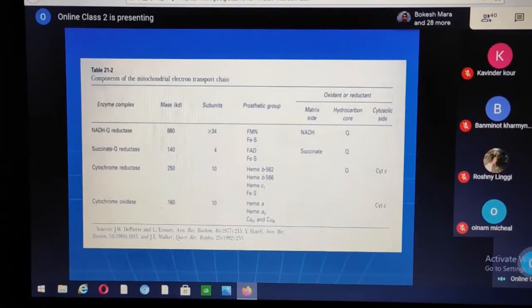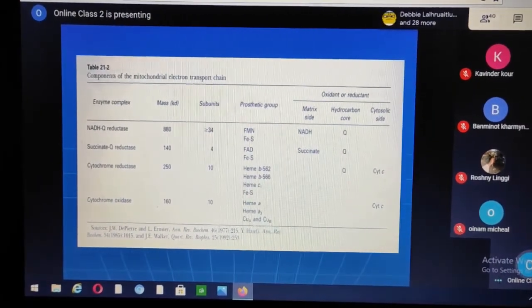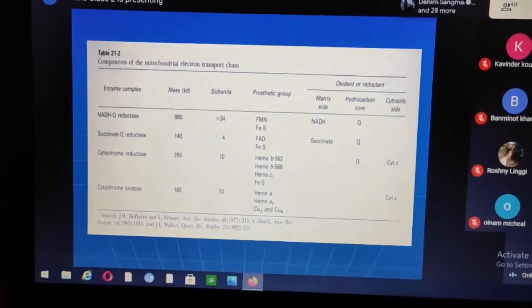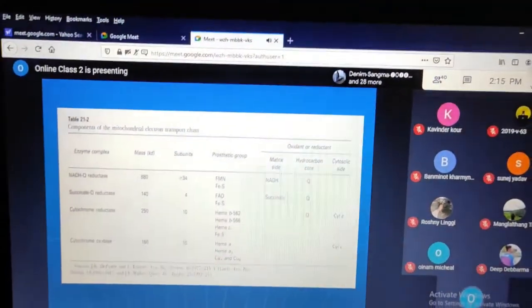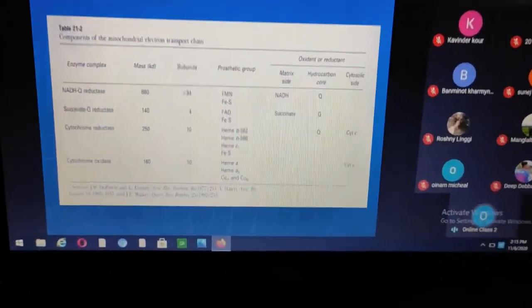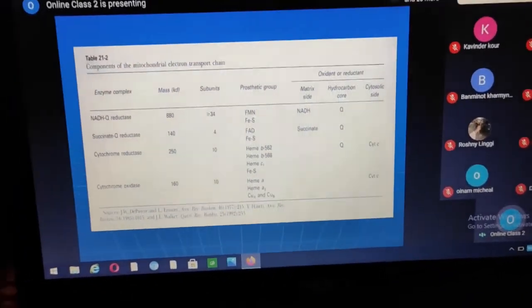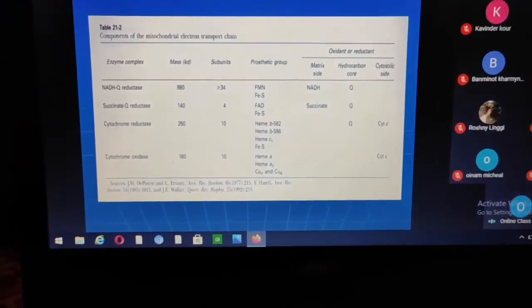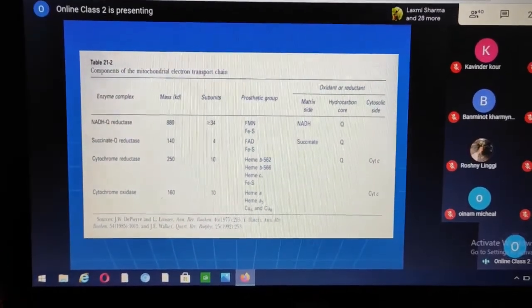Now these are the components of the electron transporters, the components of the mitochondrial electron transport chain. The first component we have mentioned is NADH reductase. It has a molecular mass of 880 and 34 protein subunits. Then it has 2 prosthetic groups, that is FMN and the iron sulfur complex.